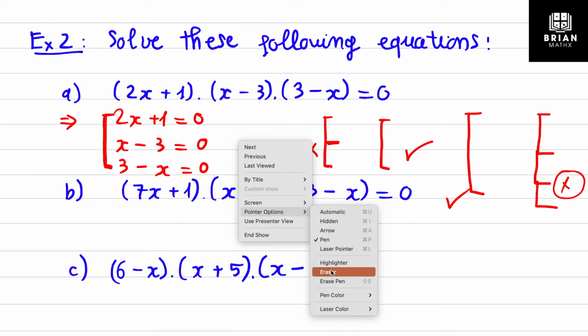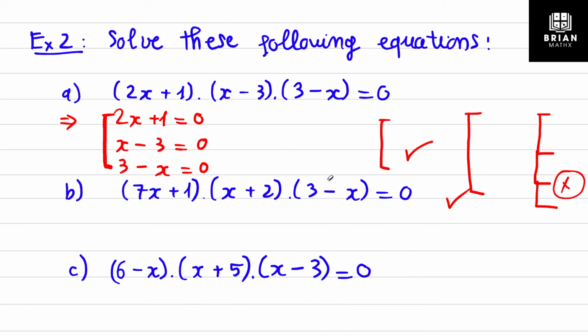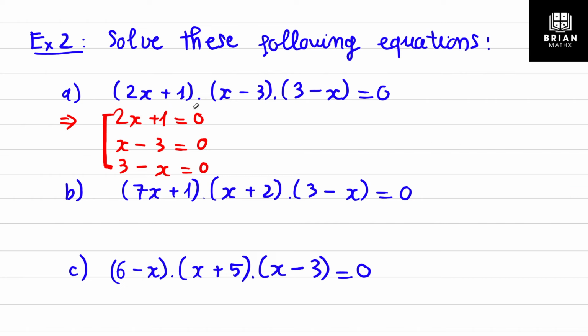After this, you have the three single equations. It's not too difficult to solve them. The first one, very easy, you get x equals negative 1 over 2. The second one, you get x equals 3. And the last one, you get 3 equals x. So for this question, we have three solutions, but the second and the third solutions are equal to each other. So that's two solutions.